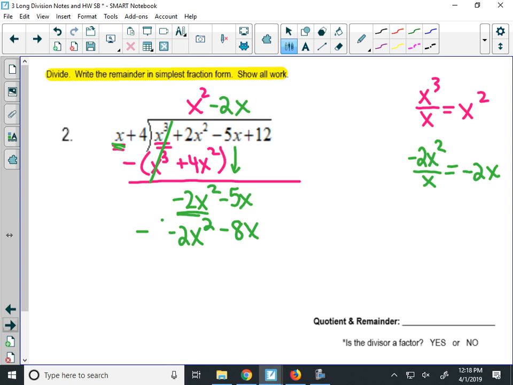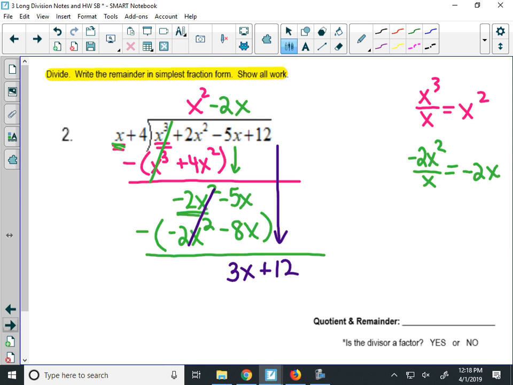Now, here's where you need to be careful. Parentheses and a minus sign. Because it's minus 1. So here, my negative 2x squared is negative 2 minus negative 2. Those cancel. But be careful: negative 5 minus negative 8. That's like negative 5 plus 8, it's 3, which is 3x. All right, and then you bring down your 12.